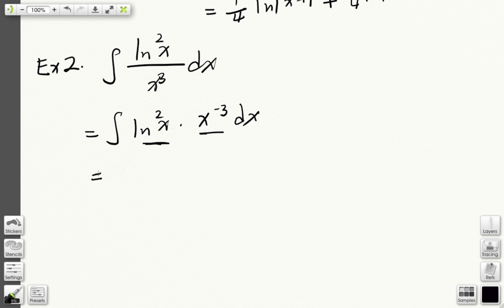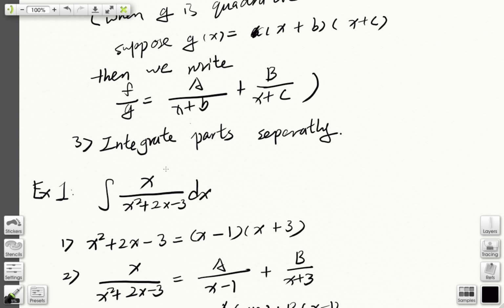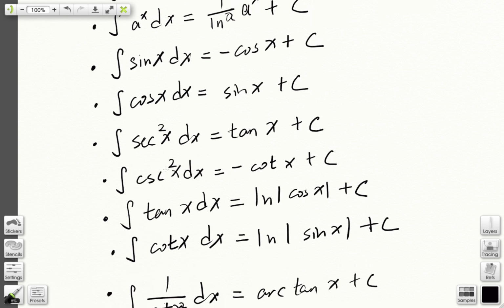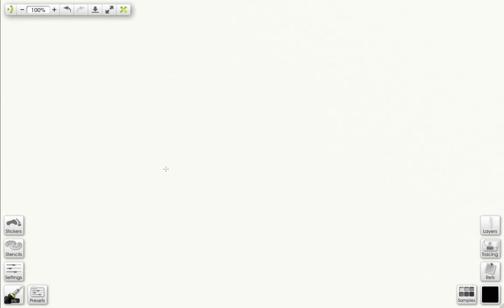So we let f of x equal ln of x squared and g prime of x equal x to the power of -3, which gives us that g of x equals minus 1/2 x to the power of -2, right? By using the first formula. Okay, sorry about this.